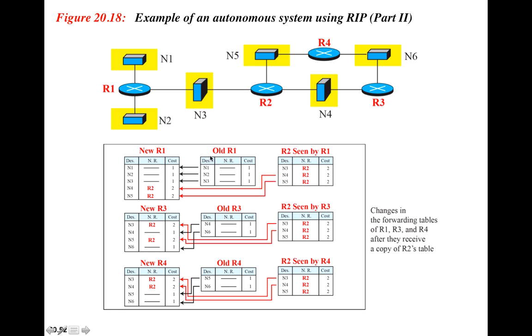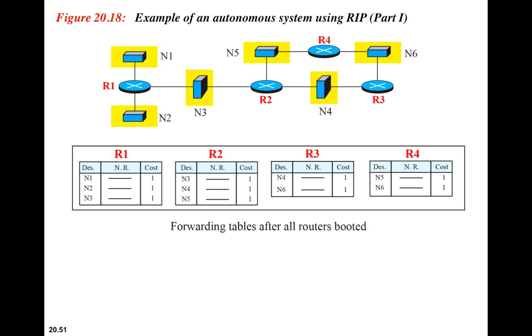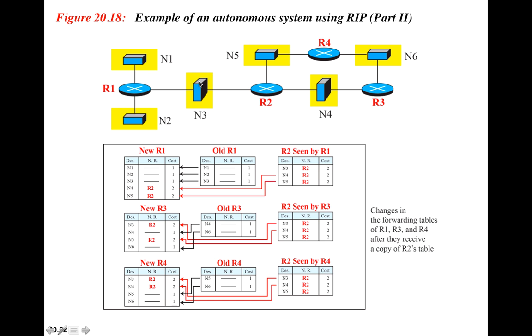Now, this is the old routing table for R1. Okay, and R2 now sends its routing table, it's advertising to its neighbors, right? So this is R2. R2 has the information about N3, N4, and N5. N3, we don't have to worry about it because R1 already knows about N3. It is directly connected to it. So we don't take that value.